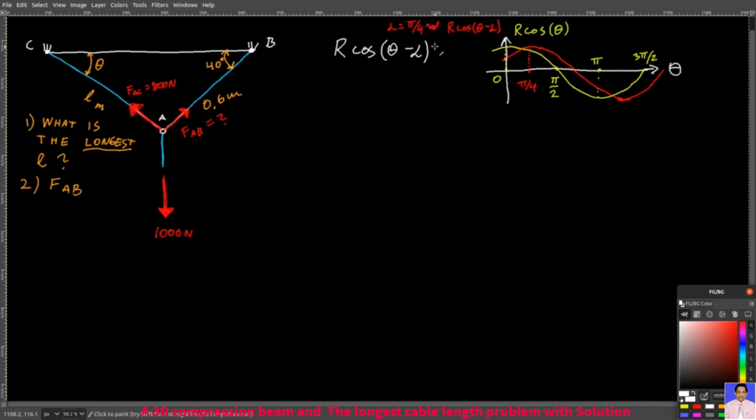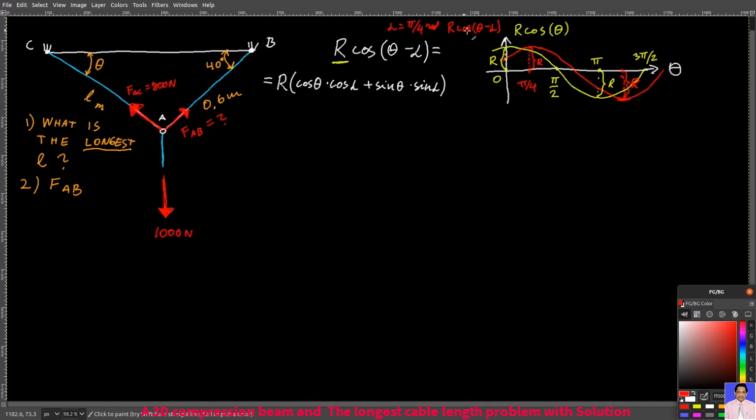And now this function, r cosine theta minus alpha, can be rewritten like this. R times cosine theta times cosine alpha plus sine theta times sine alpha. So this is a trigonometric identity. And by the way, this r here, that's your magnitude. So in the yellow case, this would be your r. In the red case, this would be your r. And the same thing here. You will have r here, but of course, the value for the function will be negative here. And then in the red case, you have r here.